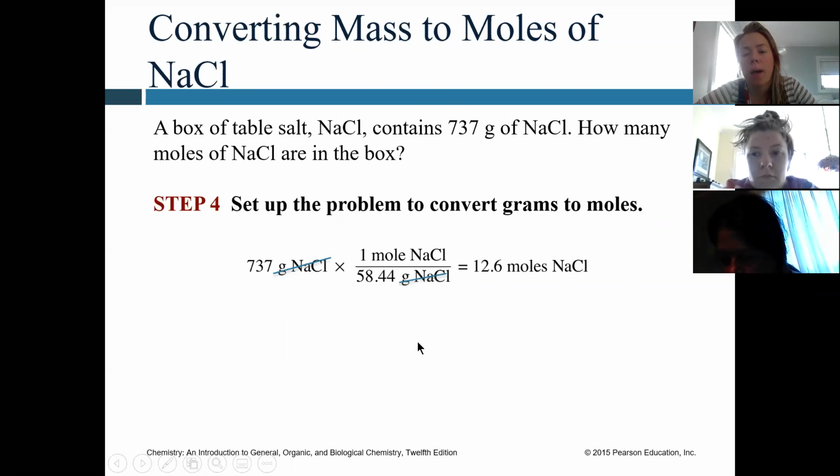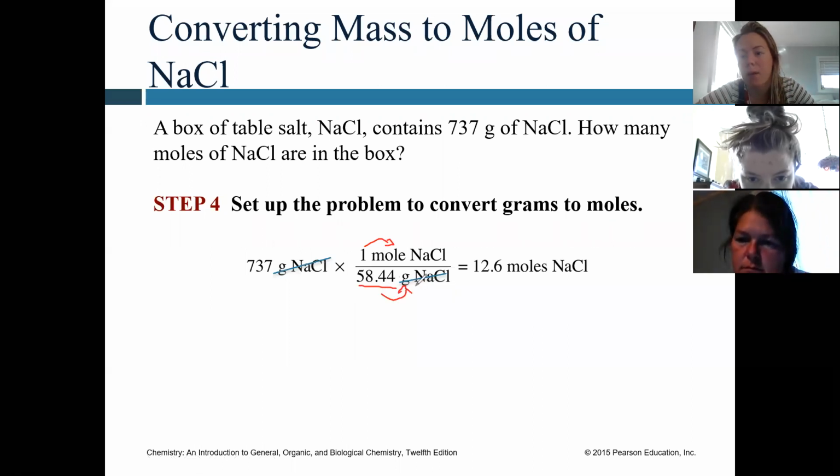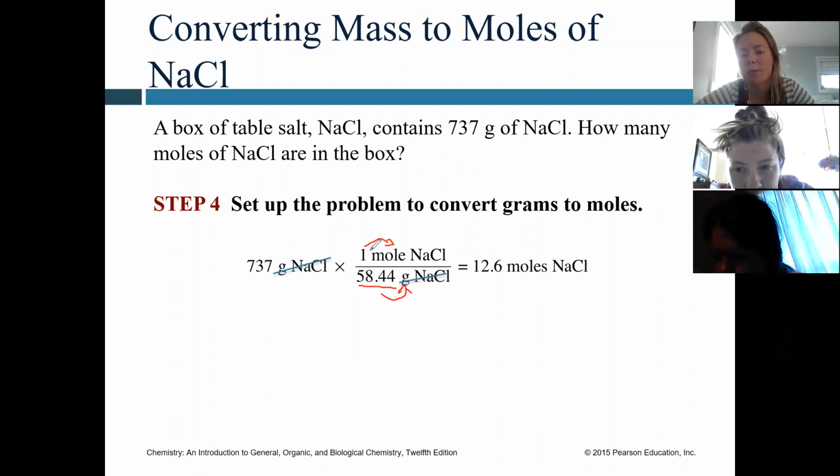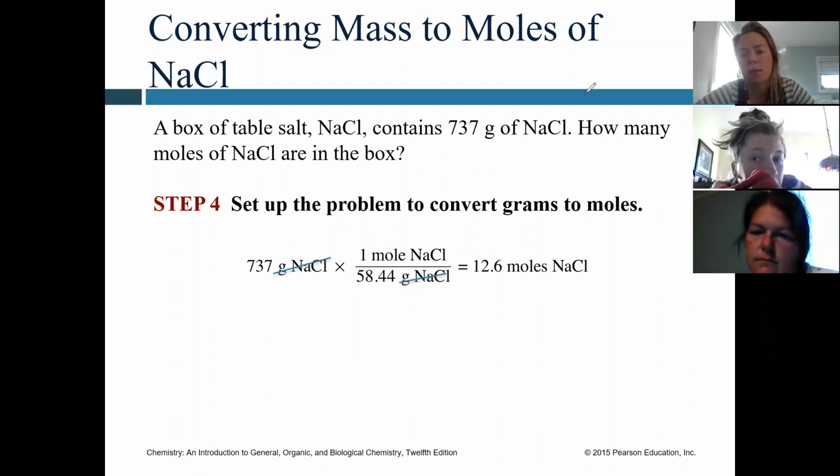Now, remember the one goes with the mole, the number goes with the gram. I see that happen all the time where someone will go, oh, 1 gram of NaCl is equal to 58.44 moles. That is definitely not the case. So just make sure you keep those where they need to be.